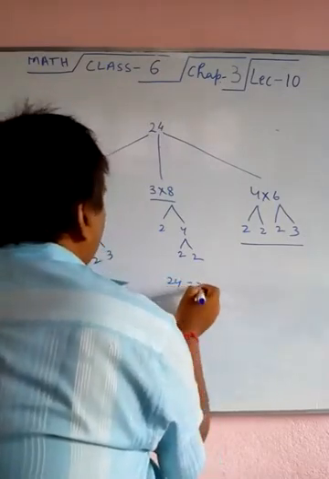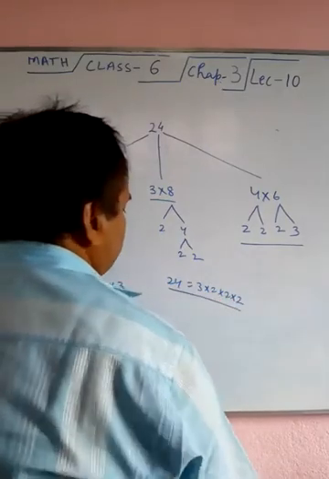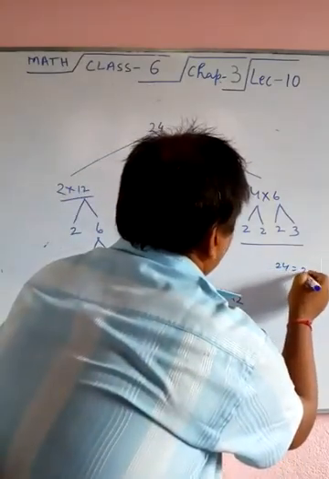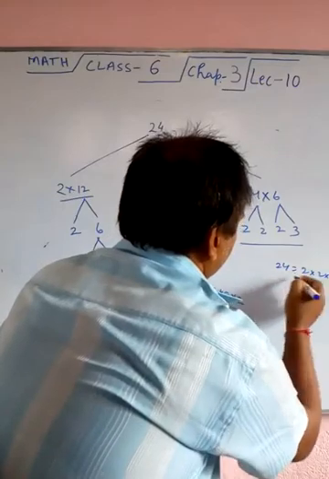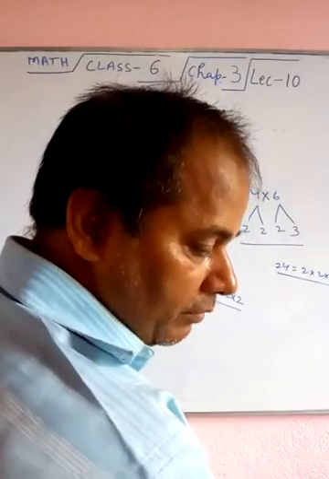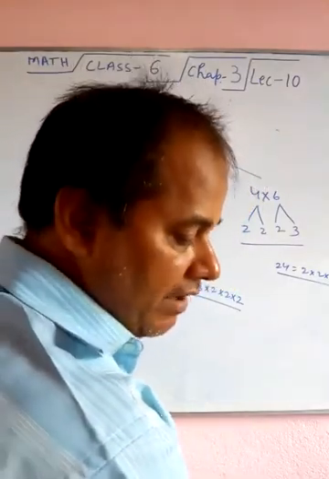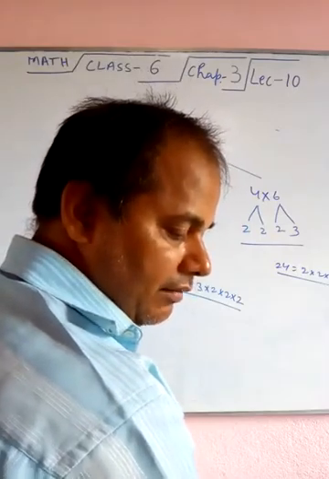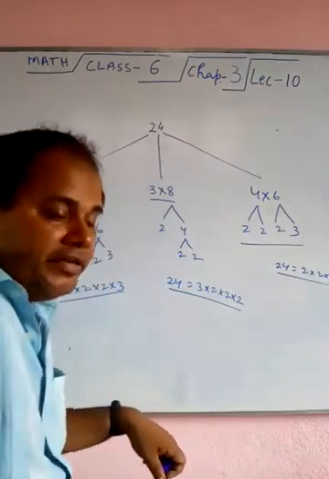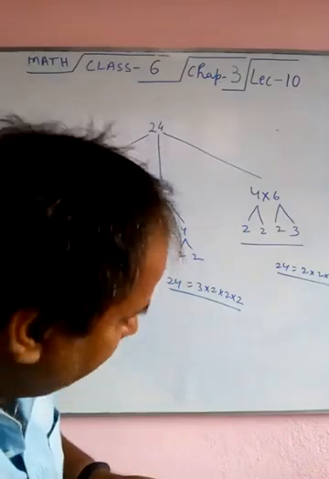Here 24 is equal to 3 into 2 into 2 into 2, and here 24 is equal to 2 into 2 into 3 into 2. So from the above prime factorization trees, we observe that we get the same prime factors at the last level. Hence, we can say that every composite number has a unique prime factorization. Only the order of arrangement may differ.